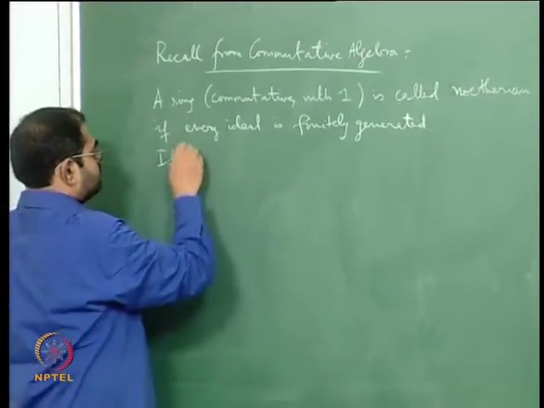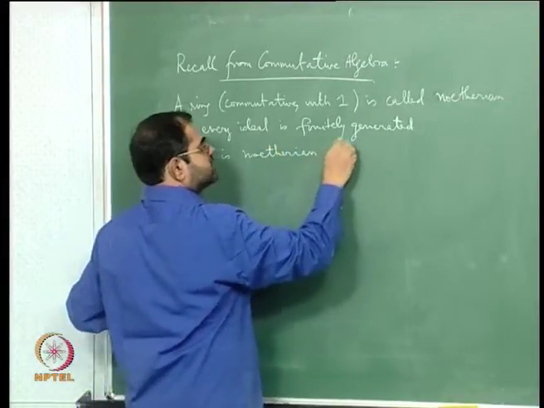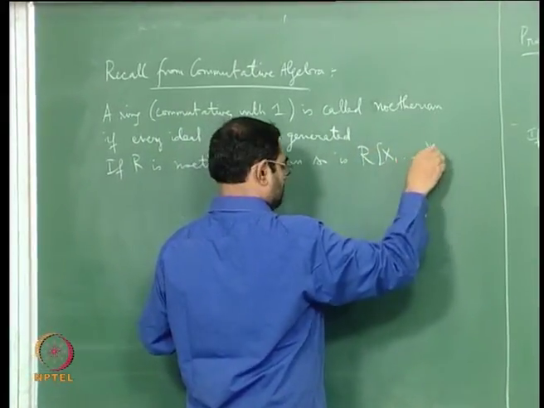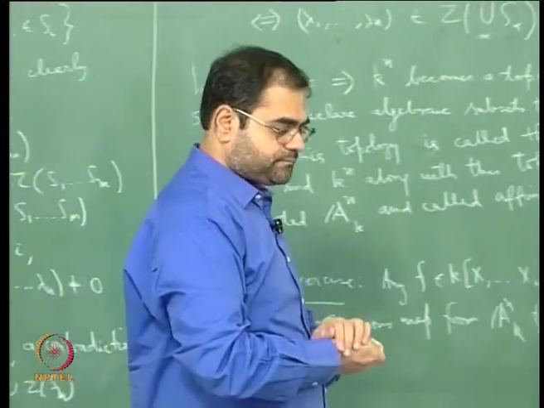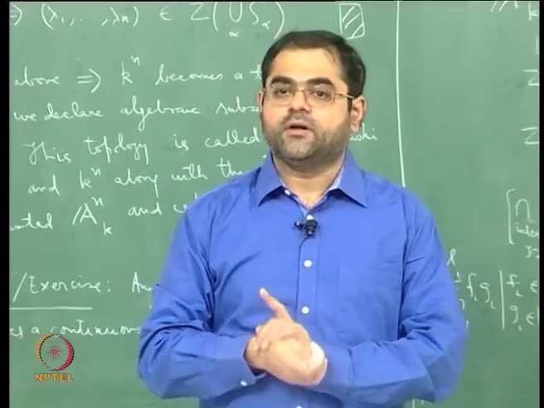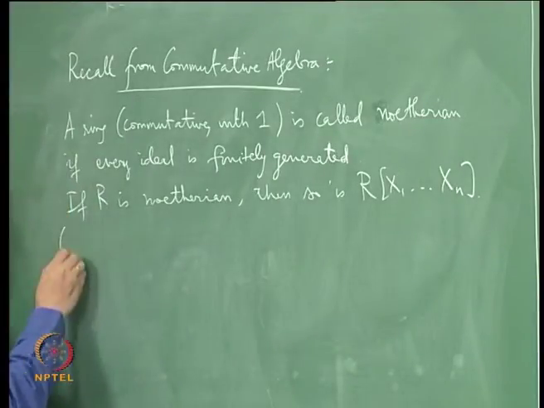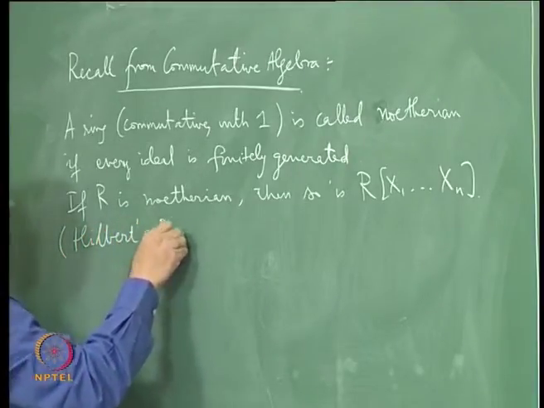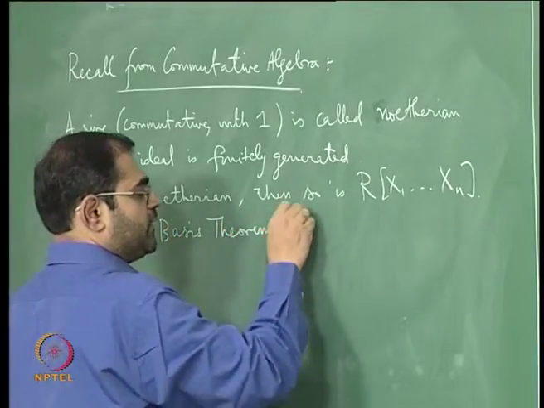If R is Noetherian, then so is R[x1, ..., xn], a polynomial ring in finitely many variables over a Noetherian ring is again a Noetherian ring, and this is the so called Hilbert basis theorem. Or it is also called, I mean more generally it is called Emmy Noether's theorem.